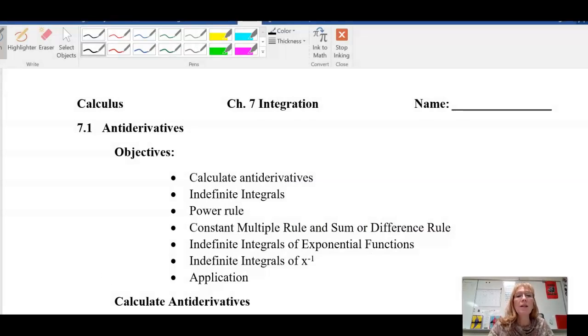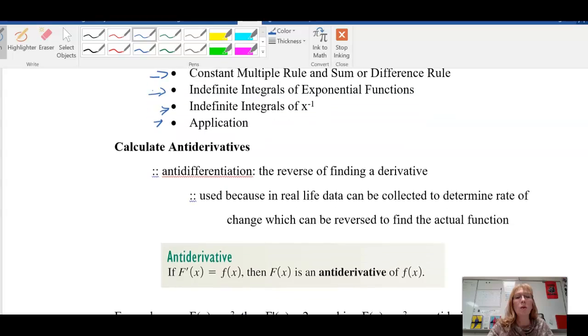We're going to calculate antiderivatives. We're going to talk about indefinite and actually definite integrals. We're going to do a power rule. We're going to talk about constant multiple rule, and the sum or difference rule. We're going to do indefinite integrals of exponential functions and x to the negative 1 and a little bit of story problems. So nothing unusual.